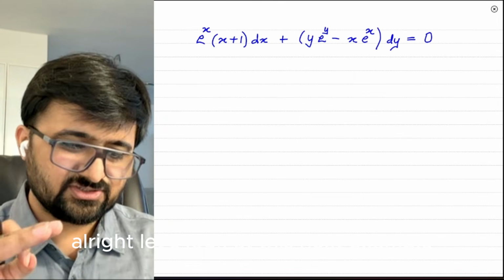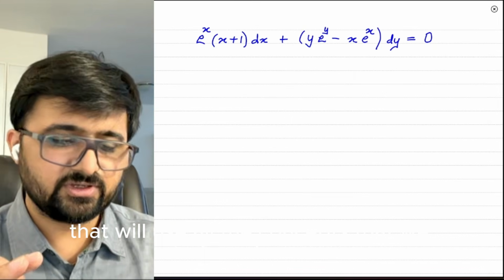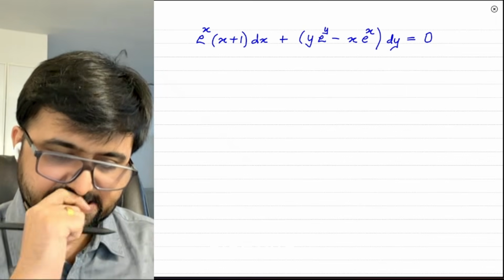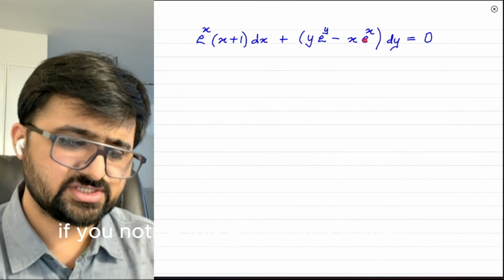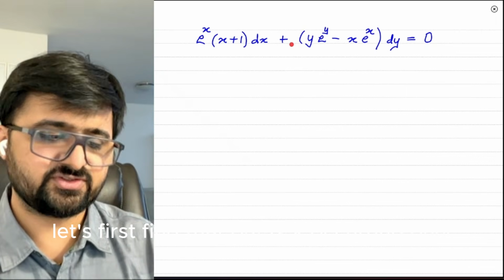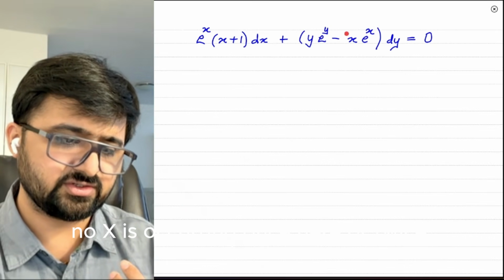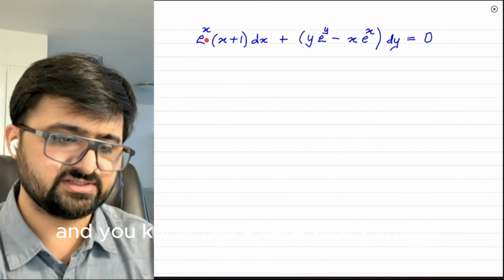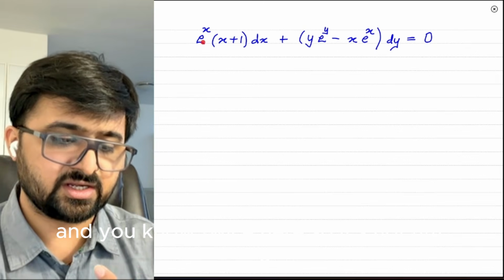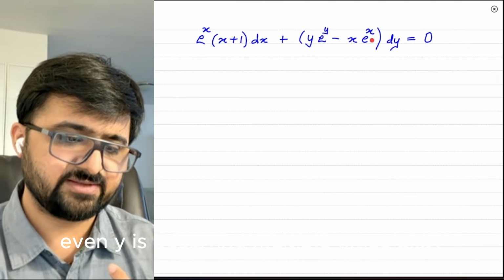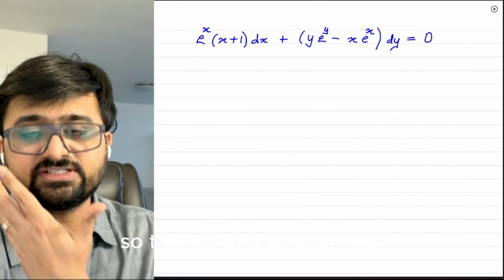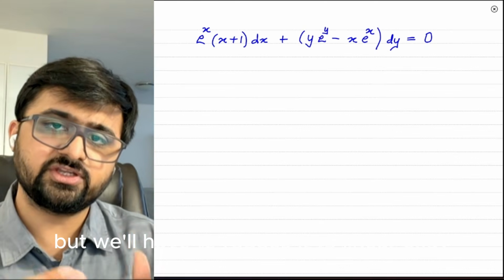All right, let's look at this next example, another beautiful one that will use all the concepts that we have been studying. If you notice this equation, is it linear or not? Let's first find that out. Is x occurring only once? No, x is occurring twice here and twice here. So it's not occurring once. Even y is occurring multiple times, 2 times here. So this is not a direct linear, but we'll have to reduce it to linear.